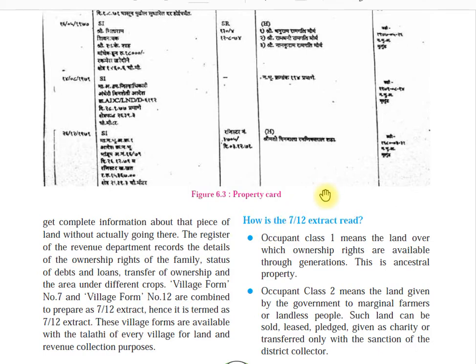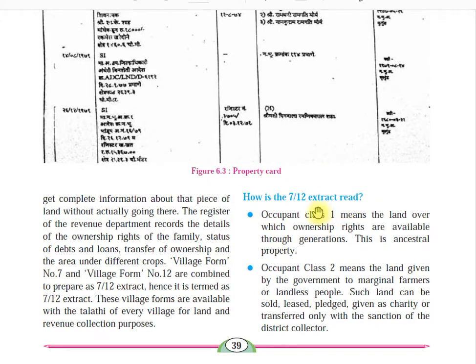Now, how is a 7 by 12 extract read? Occupant class 1 means the land over which there is ownership right. Suppose, who's the owner of the land? We come to know by this. Occupant class 1 lands are available through generations. This is ancestral property. Ancestral property means what? The property which is belonging from our forefathers till now.